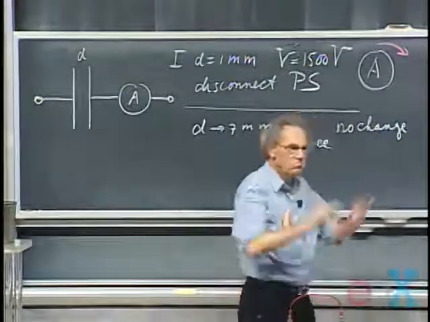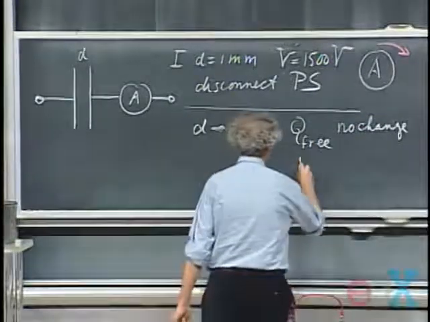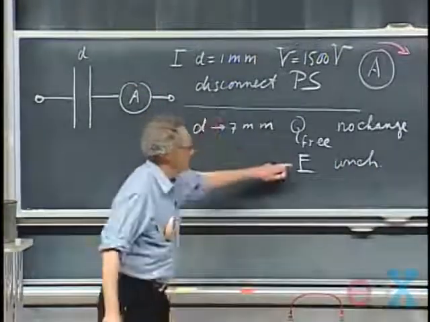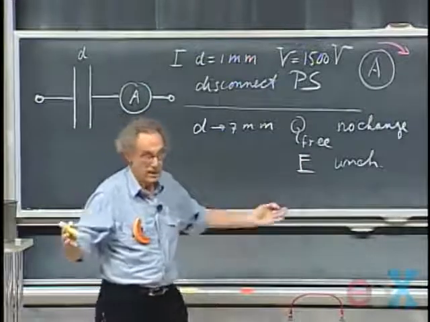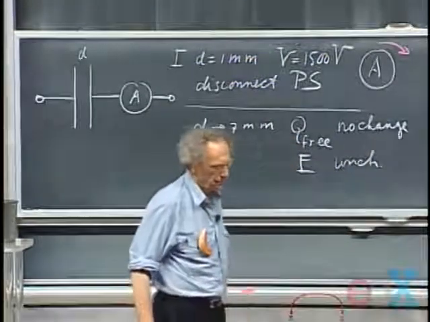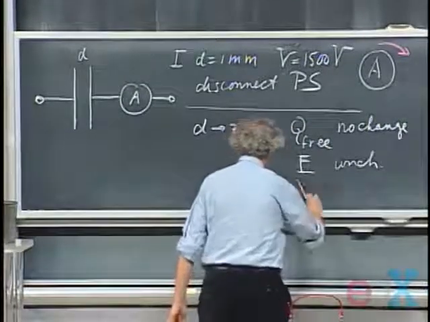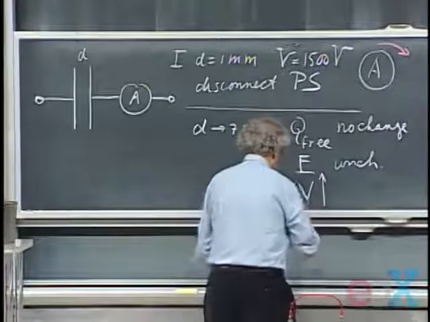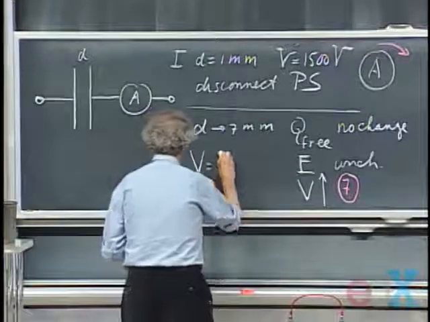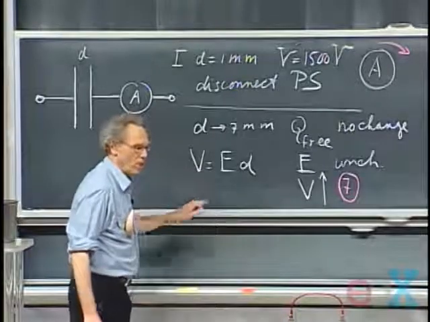So there can be no change when I open up the gap. That means the ammeter will do nothing. You will not see any charge flow. The electric field E is unchanged. Because E is sigma divided by epsilon 0. If Q3 is not changing, sigma cannot change. So, no change in the electric field. But the potential V is now going to go up by a factor of 7. Because V equals E times D. E remains constant, D goes up, V has to go up.